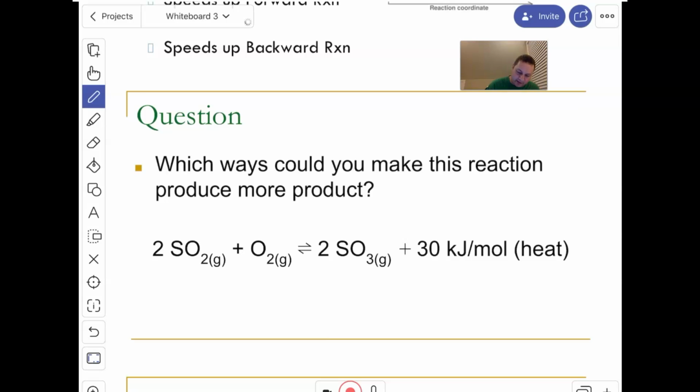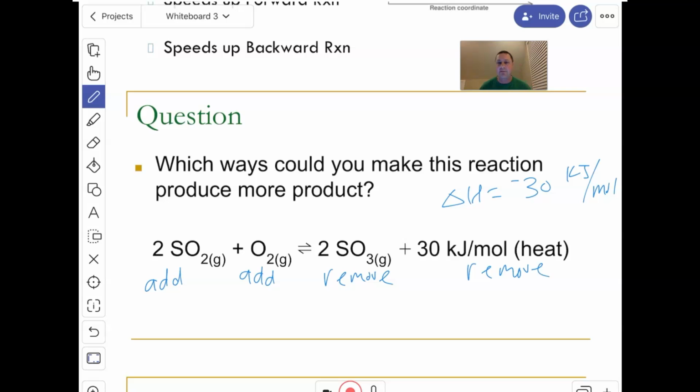To make it shift to the right, we could add more SO2. That's one way. We could add more O2. That's a second way. We could remove the SO3. I know it's a closed reaction, but we could try to somehow remove it, and that would make it shift to the right some more. Heat is a product in this case. We'd see delta H equals negative 30 kilojoules per mole because it's exothermic. It's sort of given off in the forward reaction. So I could cool this down or remove the heat, lowering the temperature. If you said something like that, all that would work.